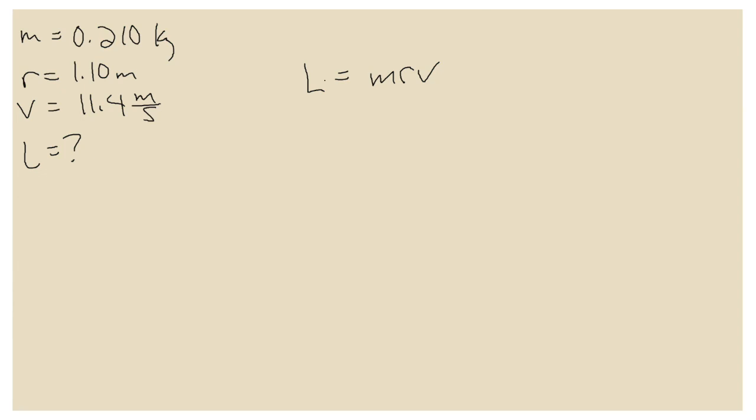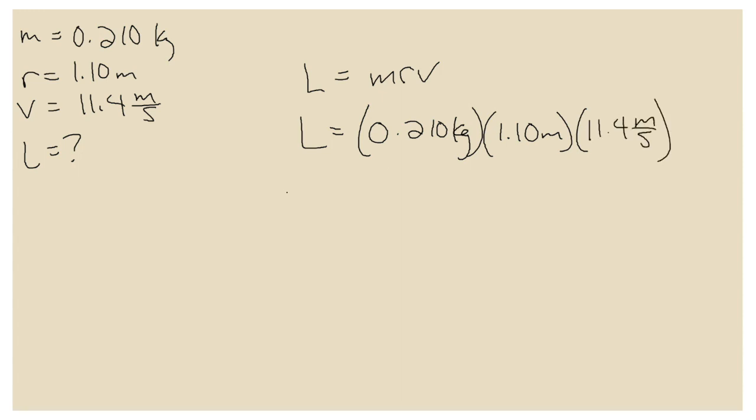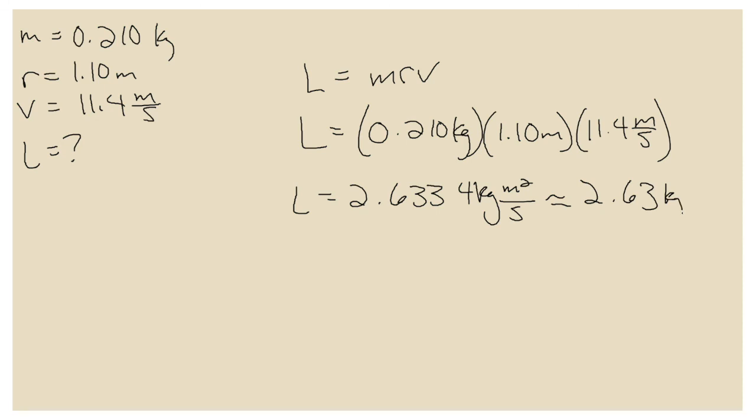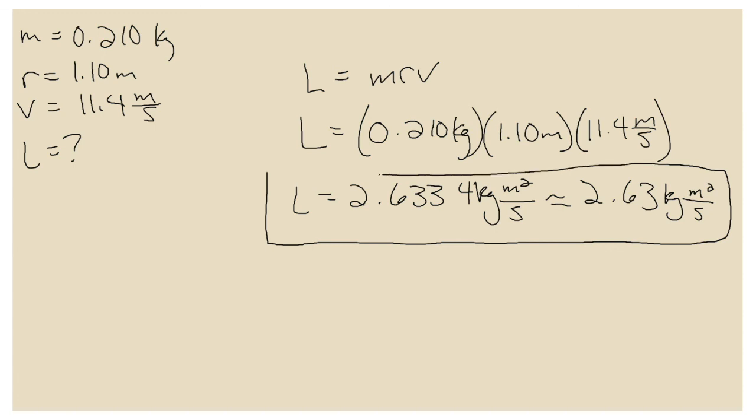So we have the angular momentum is mRv, and so we have the mass, 0.210 kilograms, times the radius, 1.10 meters, times the speed, 11.4 meters per second, and you just multiply three numbers together. When you do that, you get 2.6334 kilogram meters squared per second, and we'll just go ahead and round that off to 3 digits. We'll call it 2.63 kilogram meters squared per second. Cool. Take a second to pause this video here and write that down, and when you hit play, we'll wrap it up for today.